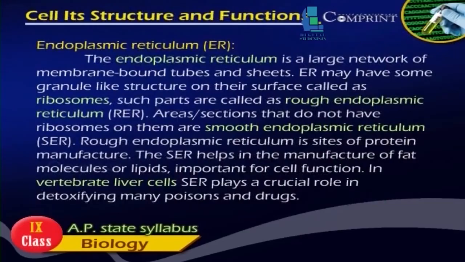Rough endoplasmic reticulum is the site of protein manufacture. The SER helps in the manufacture of fat molecules or lipids important for cell function. In vertebrate liver cells, SER plays a crucial role in detoxifying many poisons and drugs.